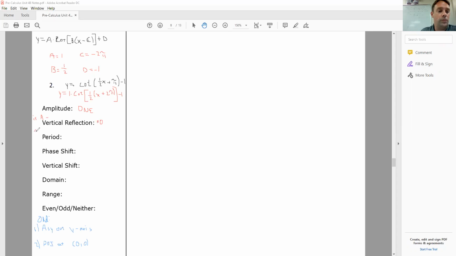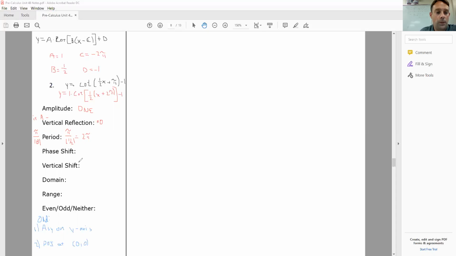Period. Pi divided by the absolute value of b. So pi divided by, what's our b value? It's 1/2. So pi divided by 1/2. So the period for this one's going to be 2 pi. I have a little different period.